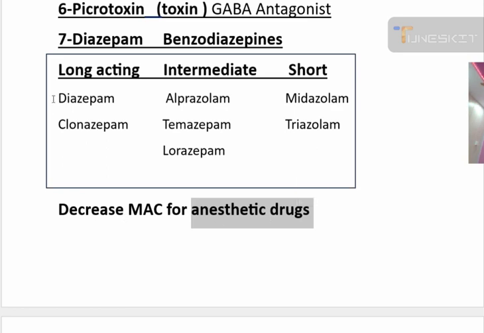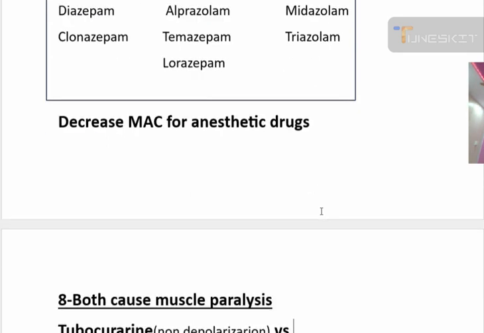So when you add diazepam with propofol, what diazepam will do, it will decrease the MAC. What will happen after decreasing the MAC? Even if you give 50 mg of propofol, it will be enough to induce anesthesia. Like it will make the anesthetic drug more potent, more powerful. Low mg will be required to induce anesthesia.